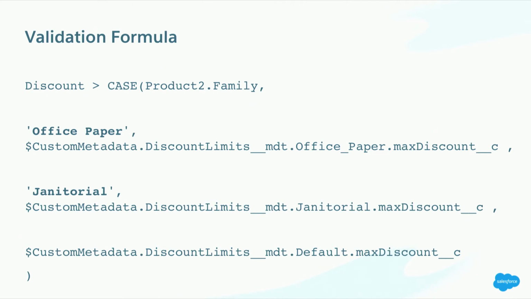Let's see, if I use the mouse, can you see it? No, you can't. Awesome. So if the product's family is office paper, we reference the office paper discount limits record. If the family is janitorial, we reference the janitorial record. So I've made one record for each value in that family pick list. And then in my validation rule, I map that pick list value to the record. And then in the default case, I have my default max value.